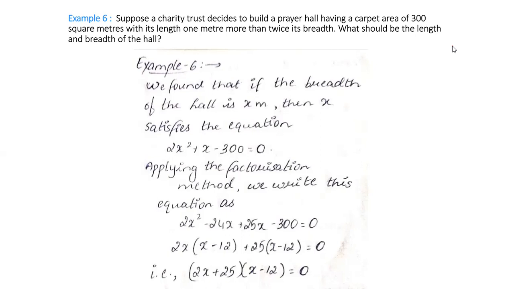Second type: suppose a charity trust decides to build a prayer hall having a carpet area of 300 square meters with a length 1 meter more than twice its breadth. What should be the length and breadth of the hall? Third type, read it carefully, take a pen and paper, and start noting down the details. We found that the breadth of the hall is x meters.